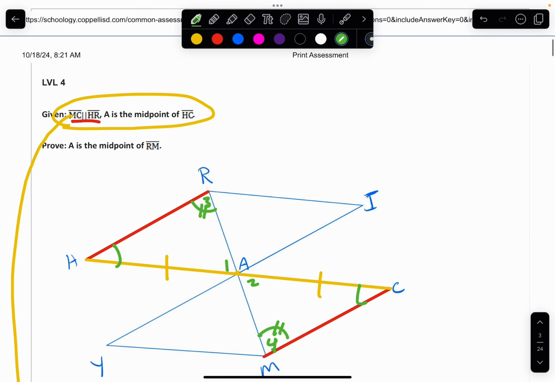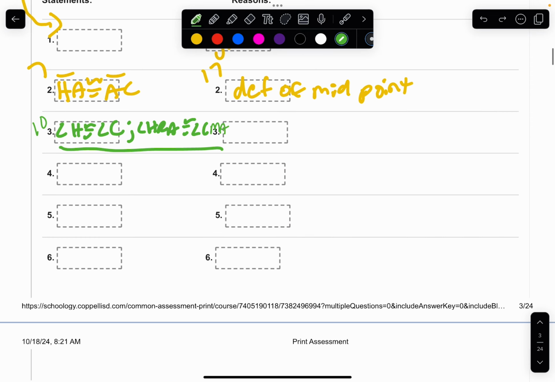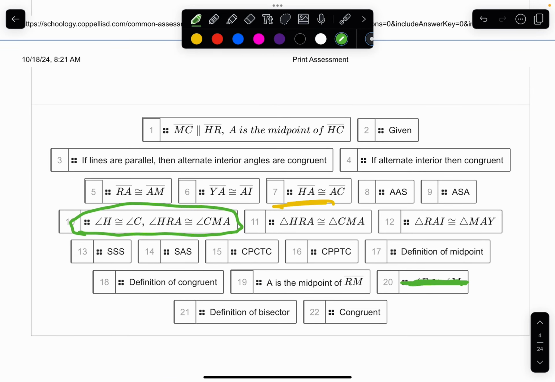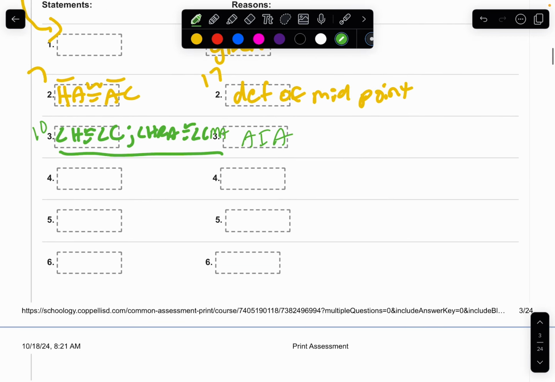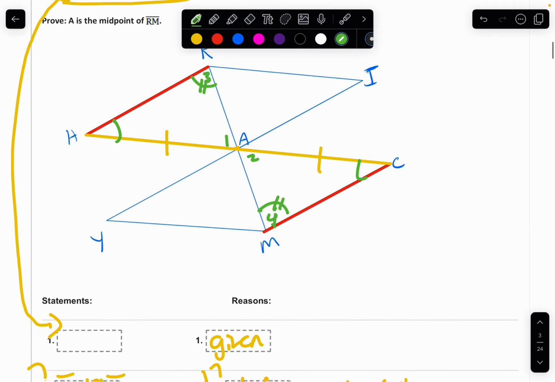And what was that reason? Well, it's based off these parallel lines. Those are alternate interior angles. So those are going to be alternate interior angles, and that's got to be a reason. If alternate interior, then congruent. No, that's not what it is. If lines are parallel, then alternate interior. Yeah, that's the one. That's option number 3.